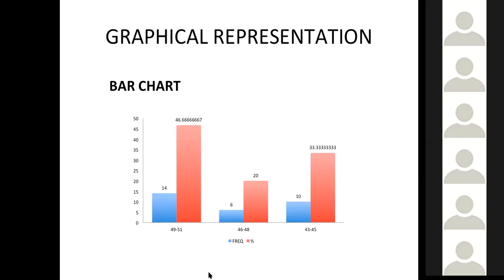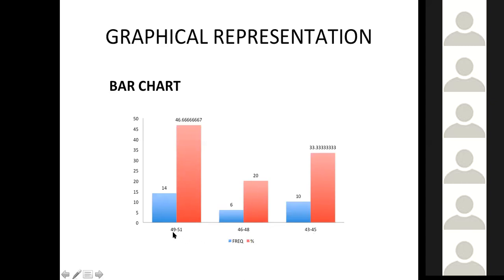So from the group frequency and percentage. Group frequency is the blue one, and percentage is the red one. So we have the group. The lowest one is 43 to 45. There are 10 and 33%, and then second group 46 to 48, 6. The frequency and the percentage is 20.